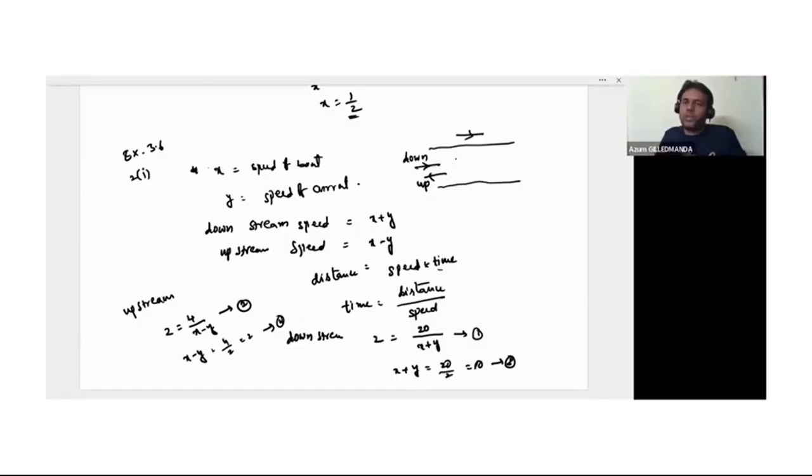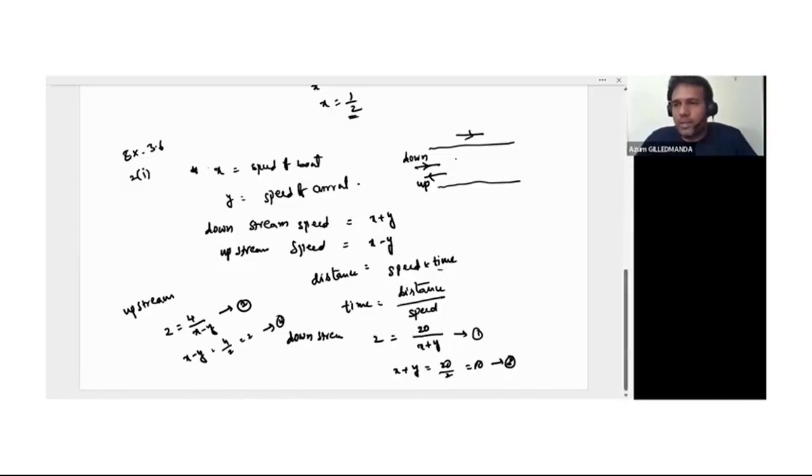And then just use our formula: distance is speed into time. If you want to find time, then time is distance by speed. So you substitute the values from the X and Y, you will get those values. Okay, so that's how we can get to the equations, and then we can use elimination method or substitution method. My preference is elimination method to solve the equations.